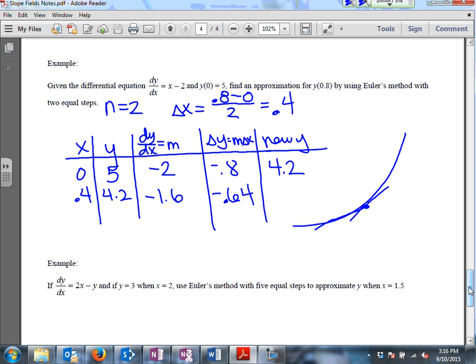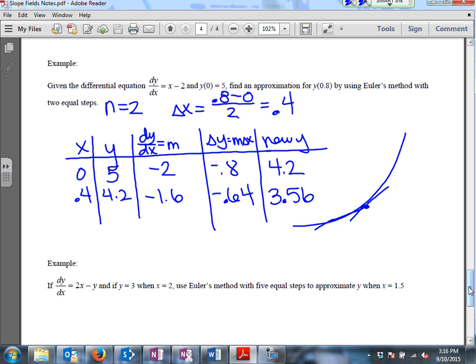Our change in y should get smaller and smaller, right? Okay. And so what's our new y value? Should be 2.56. I did it the wrong way, didn't I? I forgot how to add. It's okay. We'll forgive you.